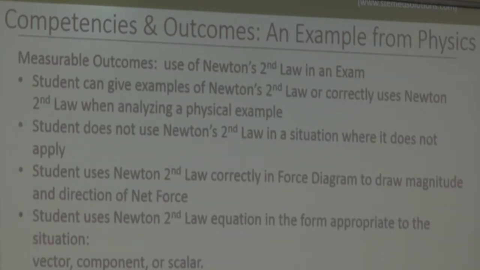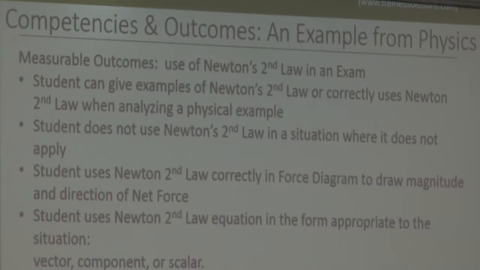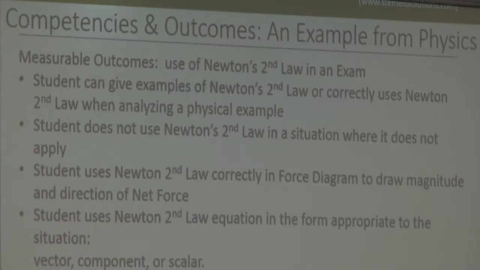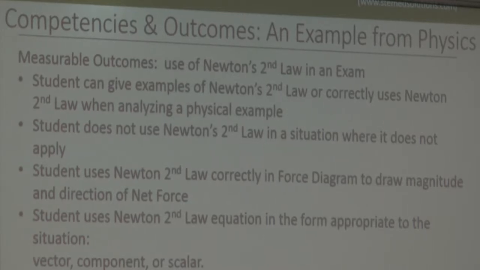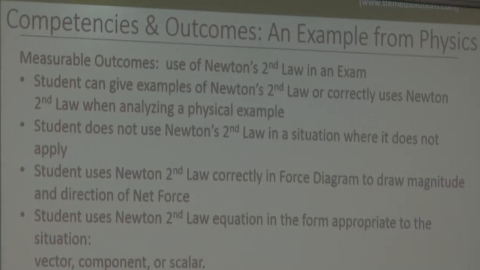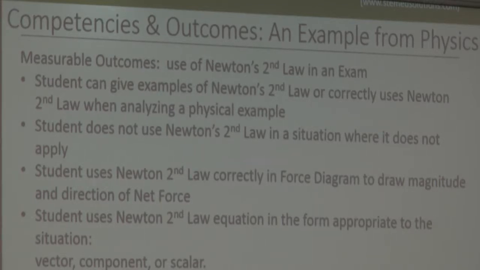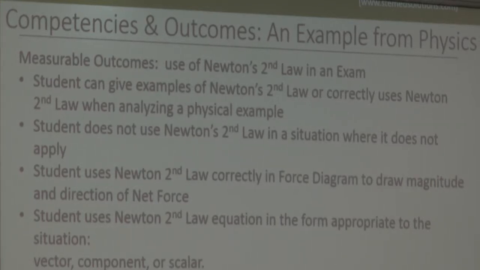Outcomes. So how do we measure outcomes? I'm just going to do a couple here. Students can give examples of a physics concept, Newton's second law, and I'm going to evaluate their understanding of this concept in an exam. The question is whether students can give examples of Newton's second law, or correctly use it when analyzing a physical example. A student does not use Newton's second law in a situation where it does not apply. That's something I can look for specifically.